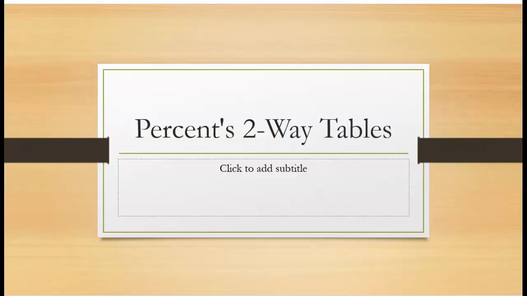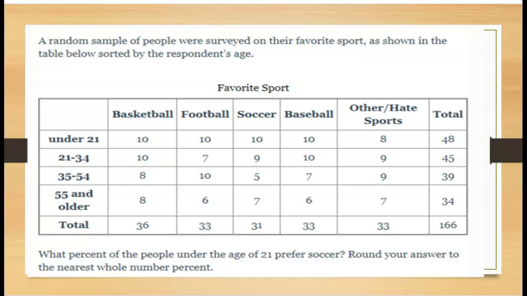All right, if we're going to look at two-way tables and finding percents, we're going to take this and make it a little more challenging. Finding percents. How do you find the percent of a number? It's been a while since we've done this. Okay, so let's look again at the table. People were surveyed on their favorite sport, and they were sorted by age.